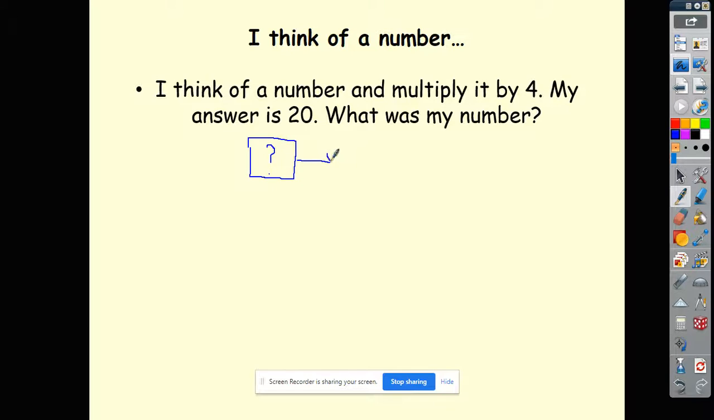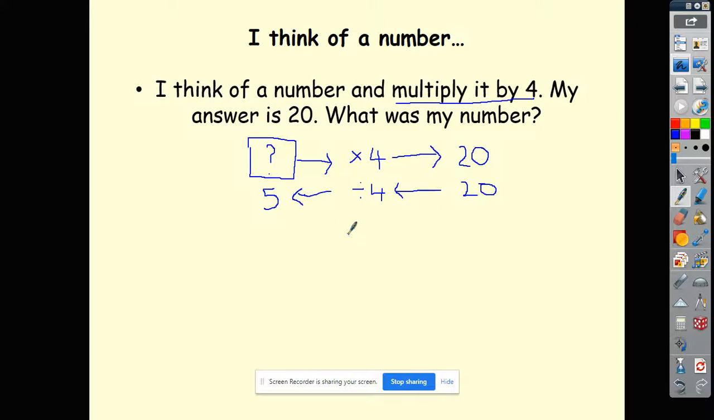What do I do to that number? Well, it tells me here that I'm going to multiply it by 4. So let's multiply it by 4. And then my answer is 20. Okay, so what can I do to find out what my original number was? We're literally going to do the inverse. So I'm going to think about the 20, but this time I'm going to do the inverse operation. So I'm going to divide it by 4. And that tells me that that is 5.